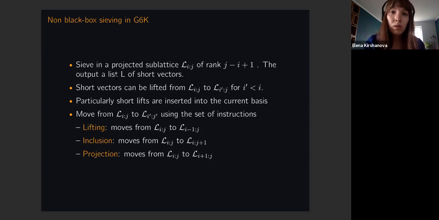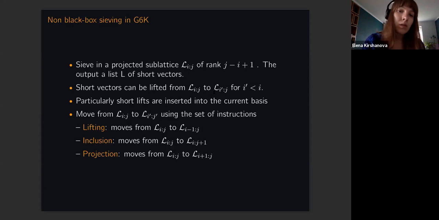So for example, what you could do is lift short vectors from one projected sublattice ij to another sublattice I plus 1j, where I prime is less than I. So that means you just project one vector up. Previously you were projecting orthogonally to 1 to I minus 1, and here you project orthogonal to 1 to I minus 2. So you kind of lift up using Babai lift, for instance.